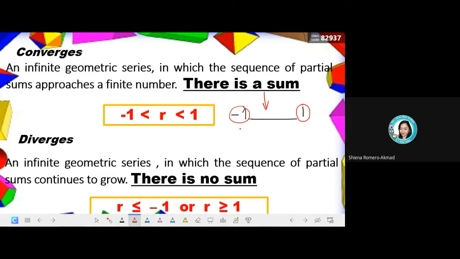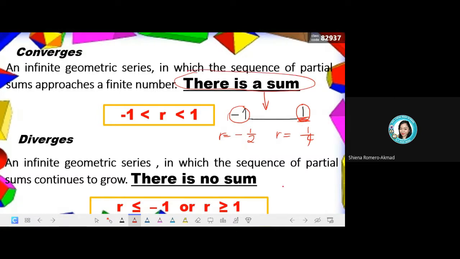There is a sum. Let's say, negative 1/2. Hindi pa siya negative 1, di ba? Negative 1/16. Hindi pa siya negative 1. Therefore, may sum pa. Let's say, ang ratio natin ay positive 1/4. Dahil hindi pa siya nagiging negative 1, dahil 1/4 yung kanyang ratio, there is a sum.